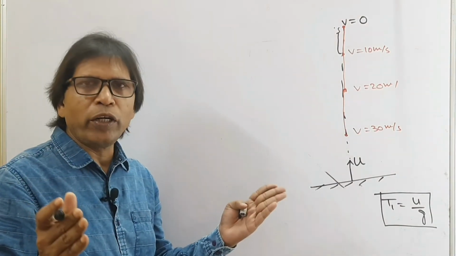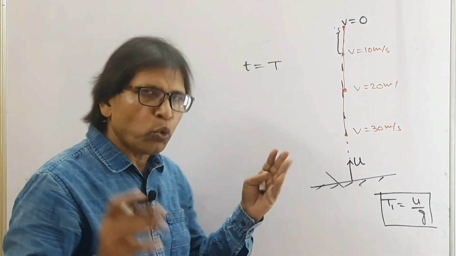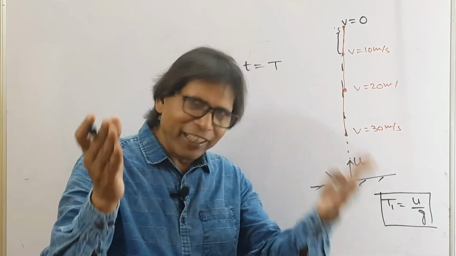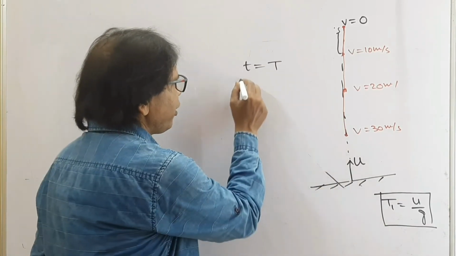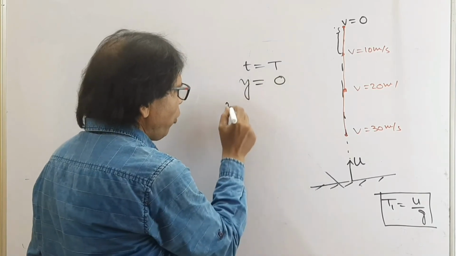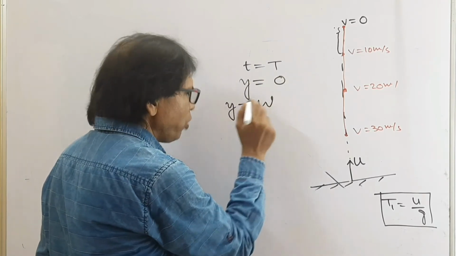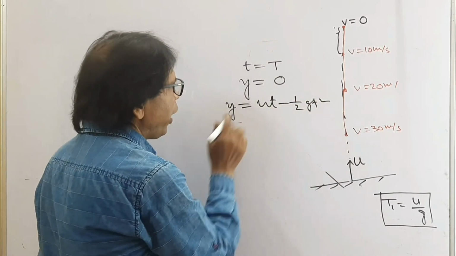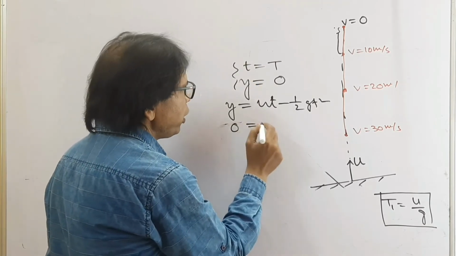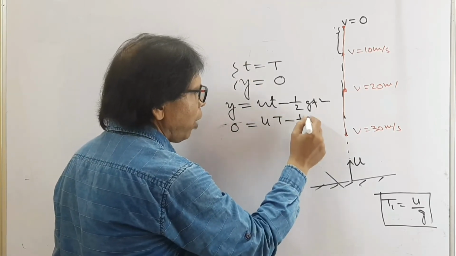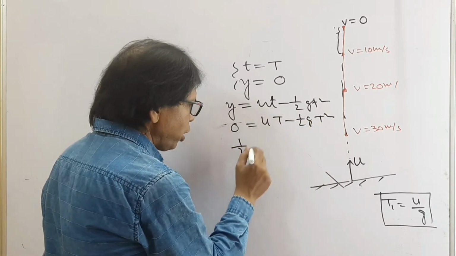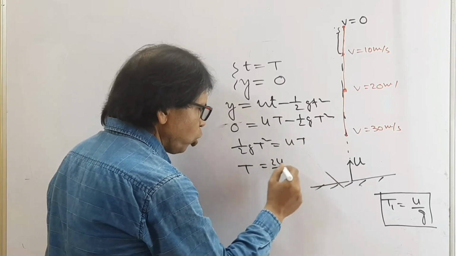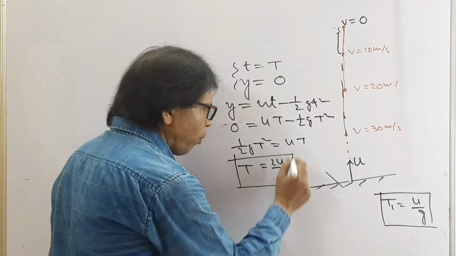Now we have to calculate the total time of flight. In the total time of flight, the particle again reaches the initial point, so displacement y equals 0. Using the relation y equals u t minus half g t square, and applying this condition, 0 equals u capital T minus half g T square. So half g T square equals u into T. Therefore T equals 2u by g, which is the total time of flight.